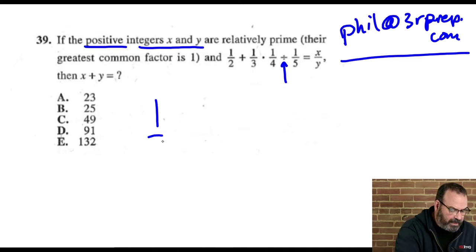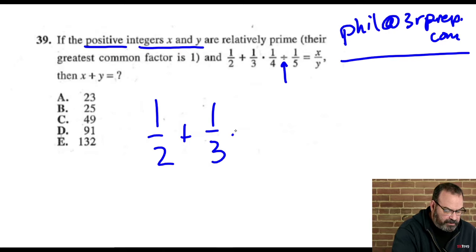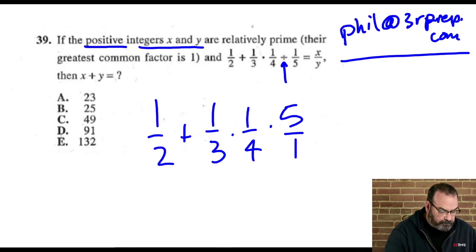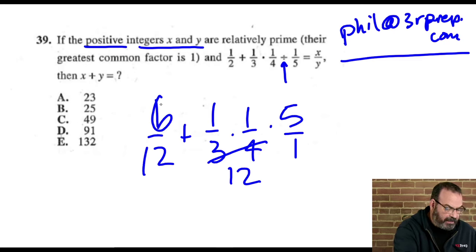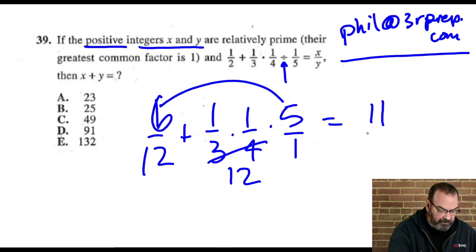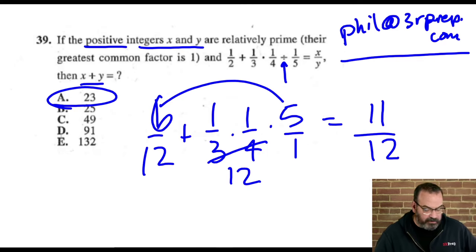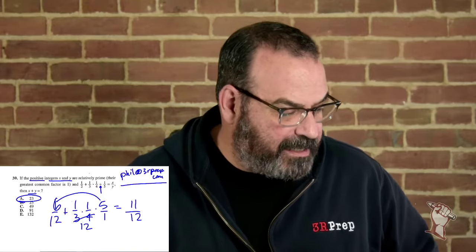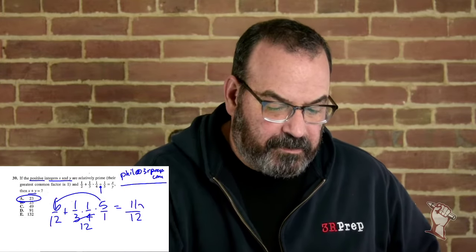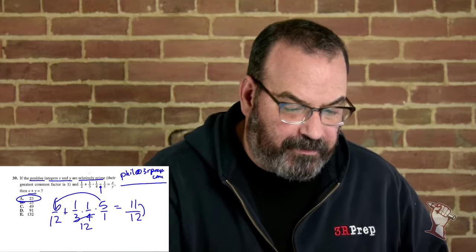So let's write this down. 1/2 plus 1/3 times 1/4 divided by 1/5 is times 5/1. And so 3 times 4 is 12. And so this gives me 5/12. Let's turn 1/2 into 12ths by multiplying 6 on the top and the bottom, and I get 6 plus 5 equals 11, and then the denominator is 12. They want to know x plus y. 11 plus 12 is 23. Yep, that's the right answer. The answer is A, 23. 11 and 12 are relatively prime. Their common factor is 1.